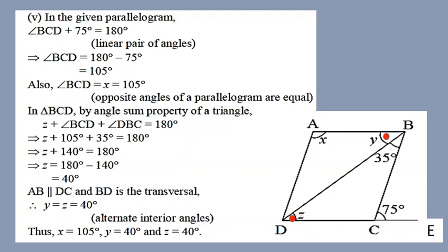Now, triangle BCD by angle sum property. Okay, BCD is 105 and angle DBC is 35. So 35 and 105 how much? 140. Now, angle Z can be calculated by deducting 140 from 180. So you will get it as 40 degree. Z is 40 degree.